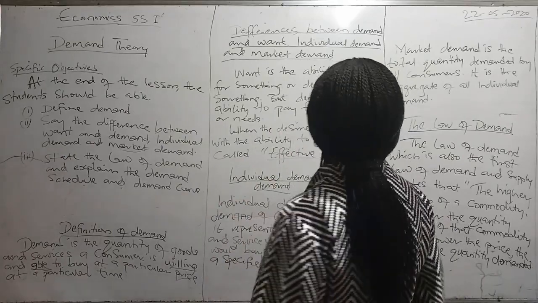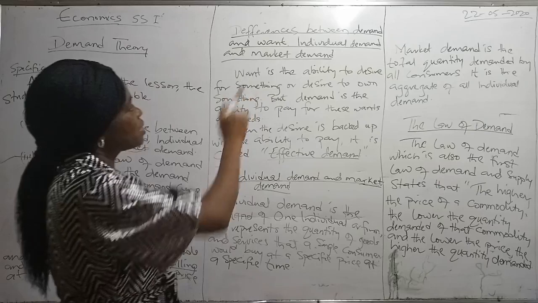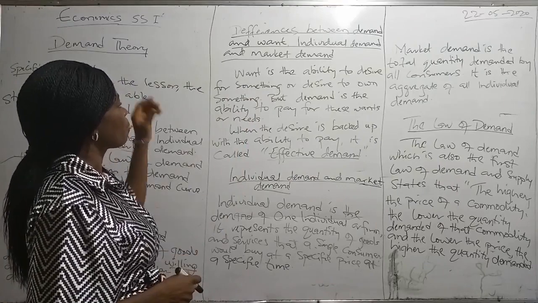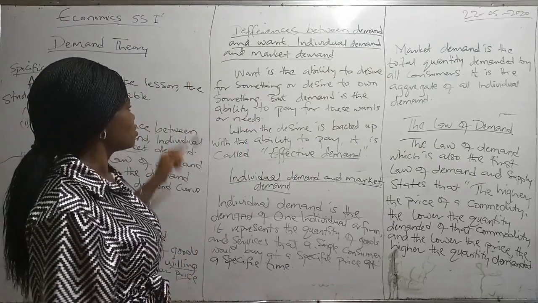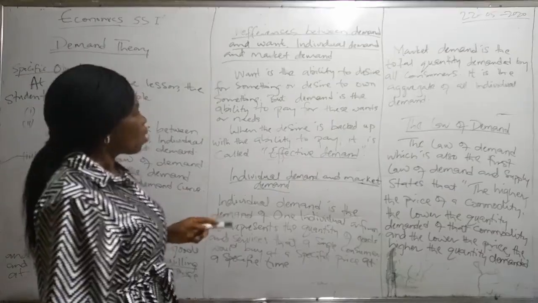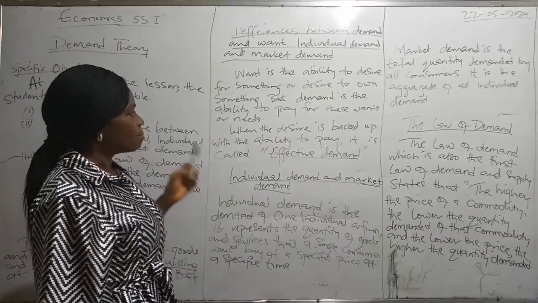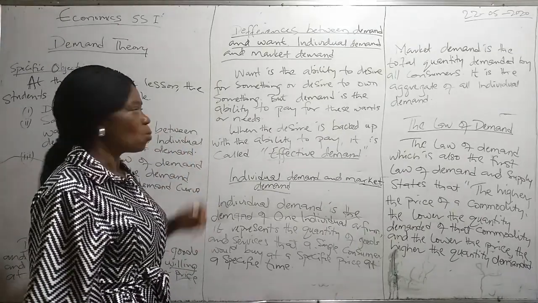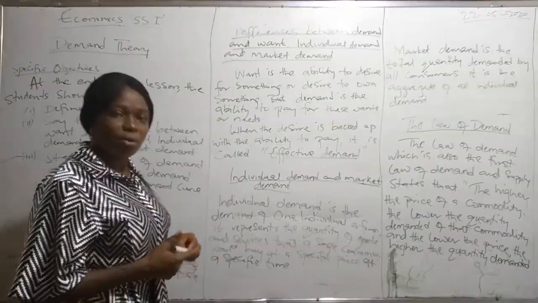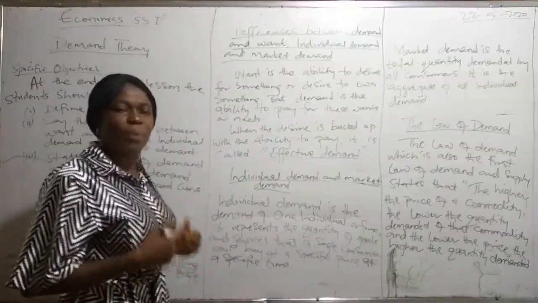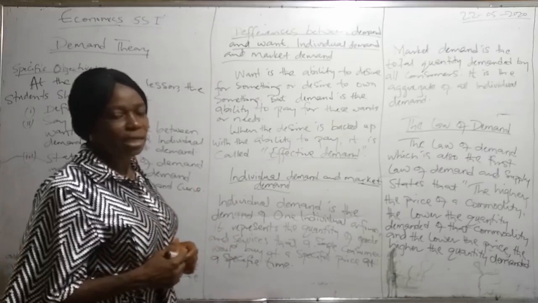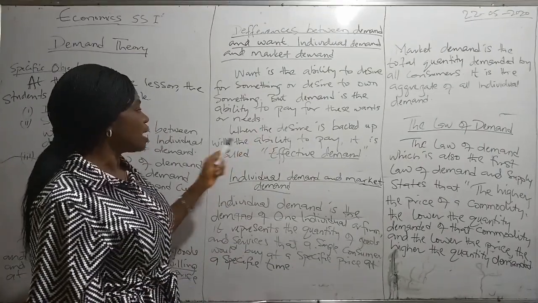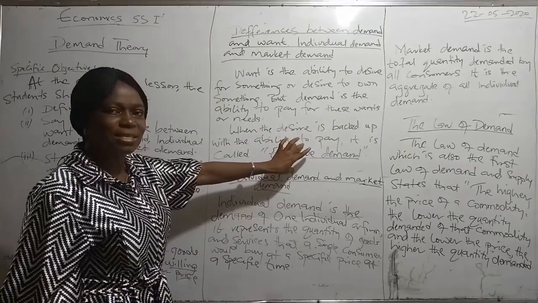Now let's look at the differences between demand and want, individual demand and market demand. Want is just the ability to desire for something or desire to own something. The demand is the ability to pay for these wants or needs. One may desire to have an aeroplane, but if the ability to pay for that which you desire is not there, then it's no longer demand. It is not demand. When the desire is backed up with the ability to pay, it is called effective demand.